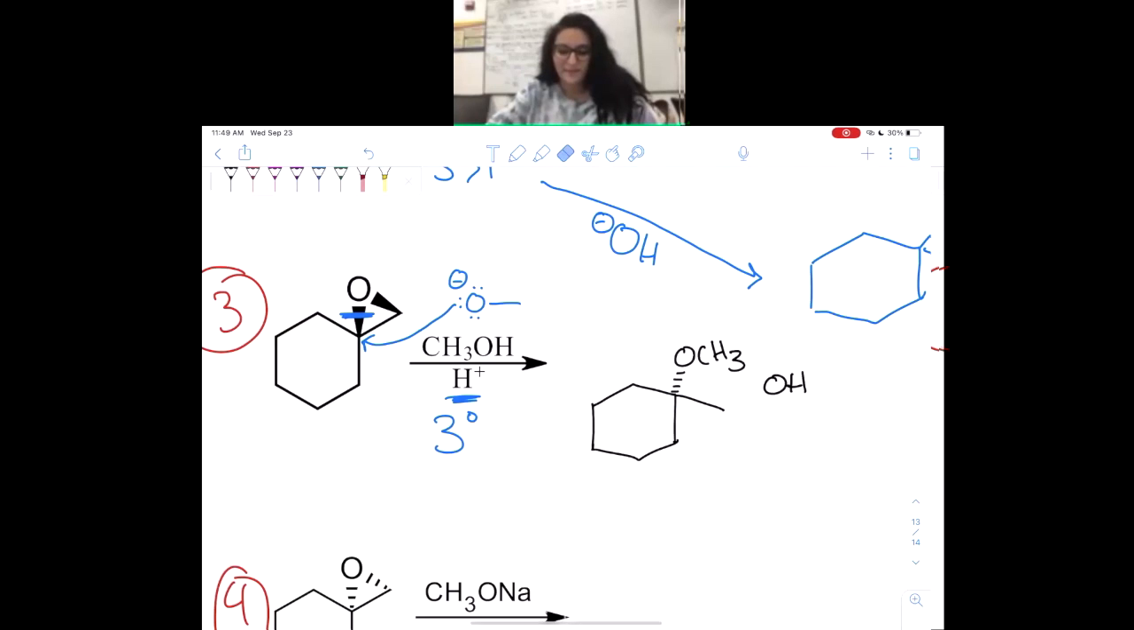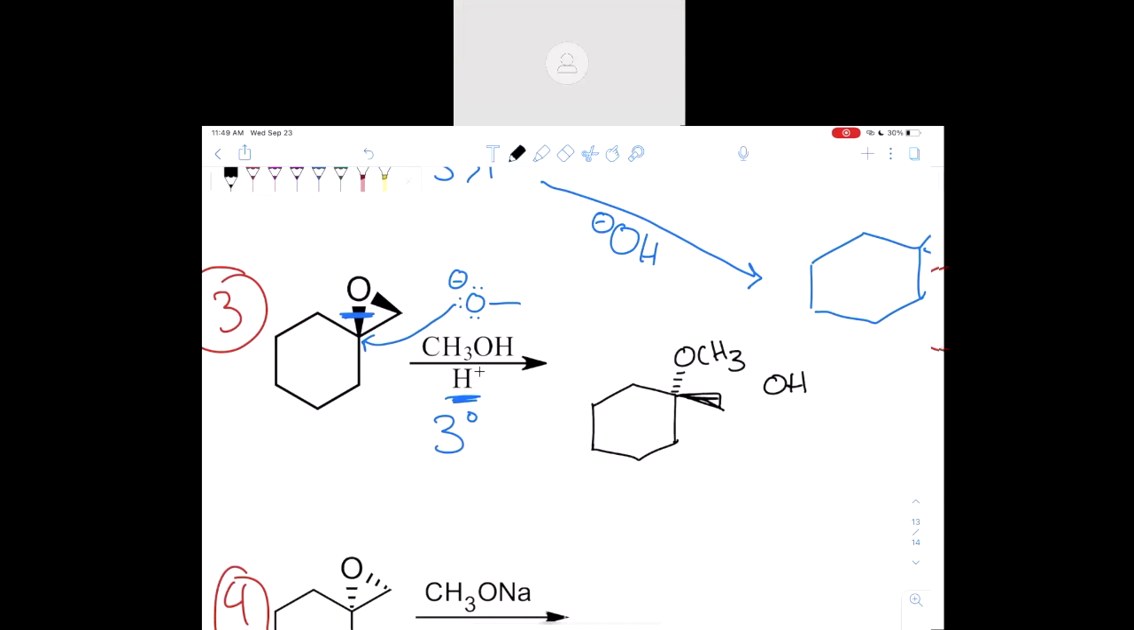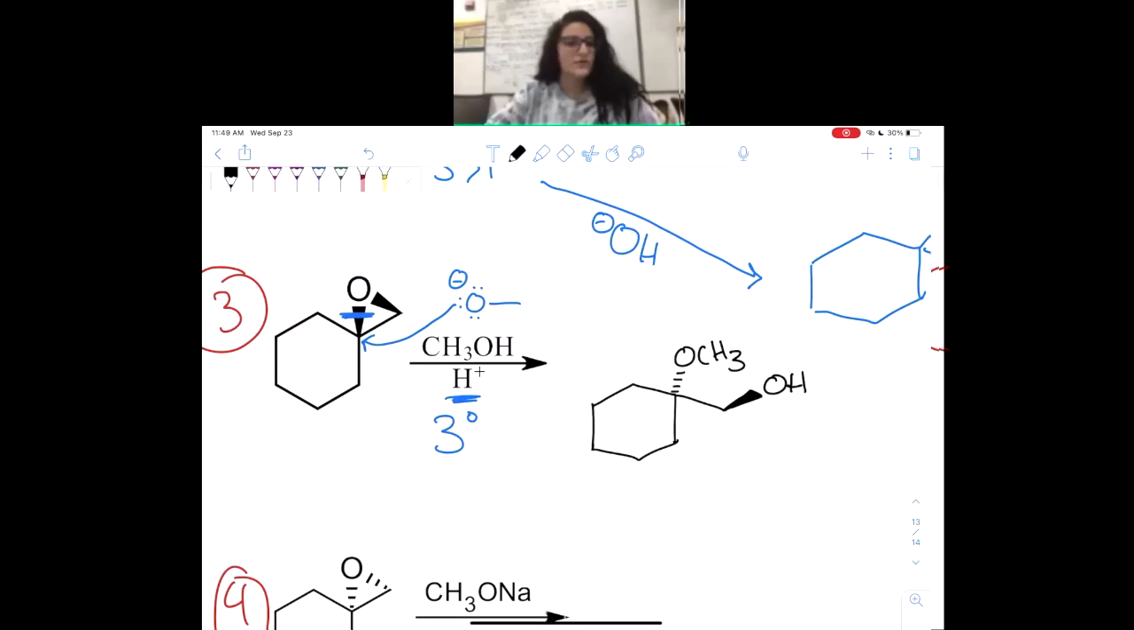So don't freak out about the stereochemistry of this bond right here. Someone drew it like that, and I was like, "What?" Technically it would look like this, but that is the ugliest thing I've ever seen, so I'm not going to do that to you. Yeah, that way looks better. I think so too.